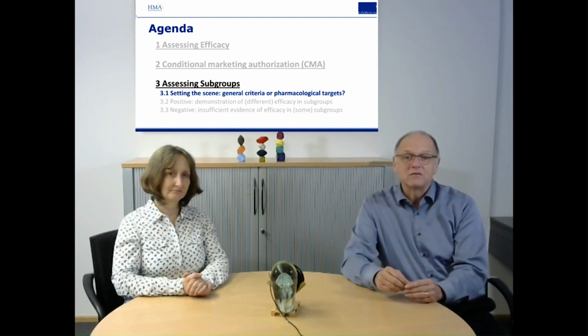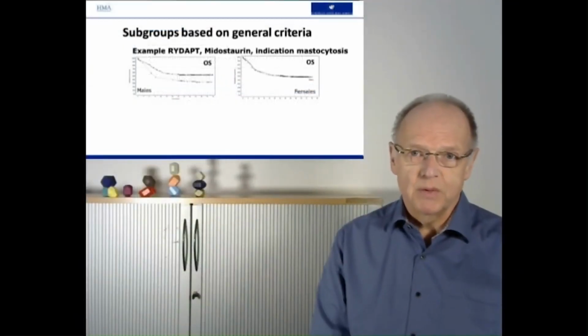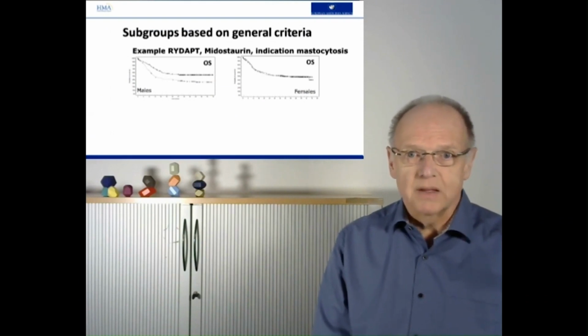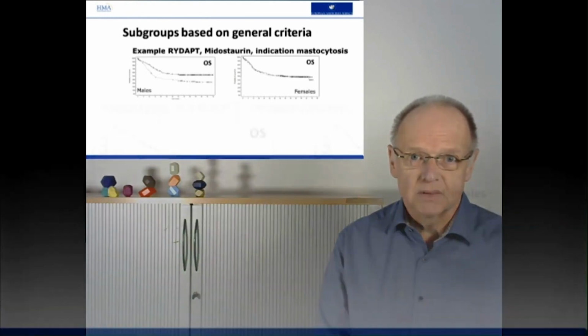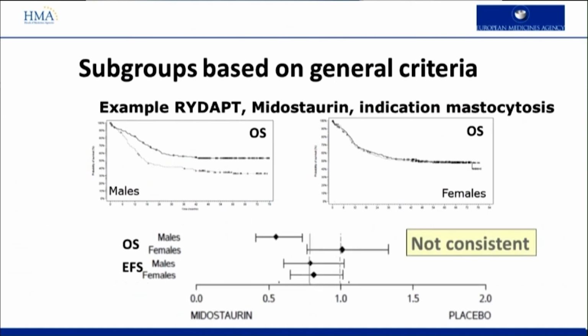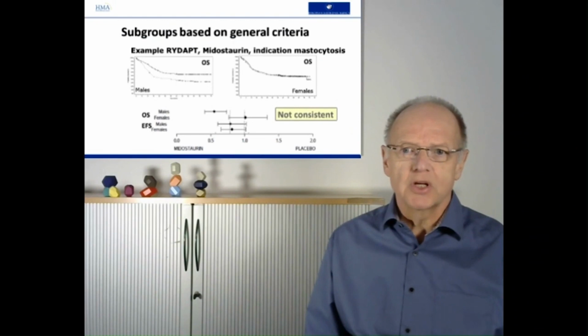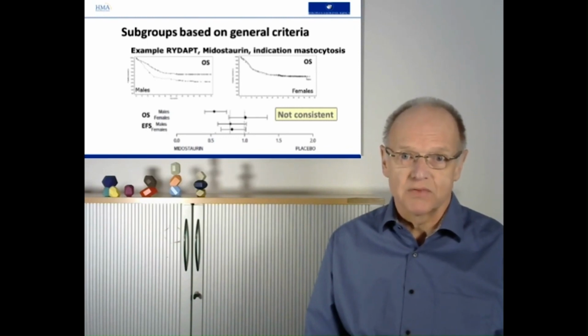Let's look at examples for the general subgroups. Here, we have a seemingly clear difference between males and females. Looks like a clear separation of the overall survival curves for males with nothing doing for females. But a closer look shows that the finding is not very consistent. If we look at the event-free survival, there is no difference between the efficacy in males and females. In addition, there is no pharmacological rationale why midostaurin should work only in males, not in females. This is why this is considered a chance finding.